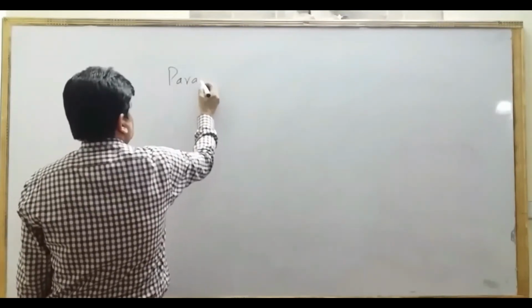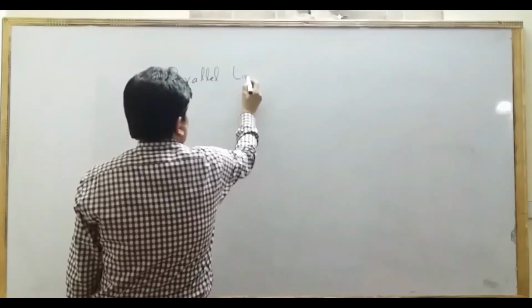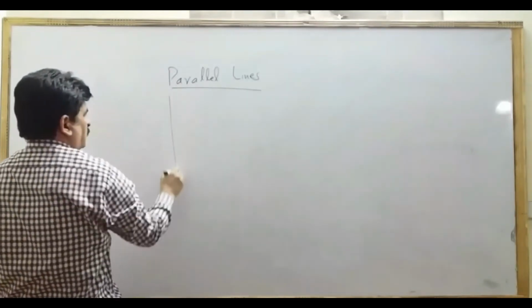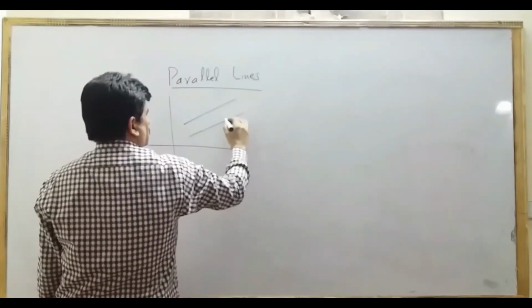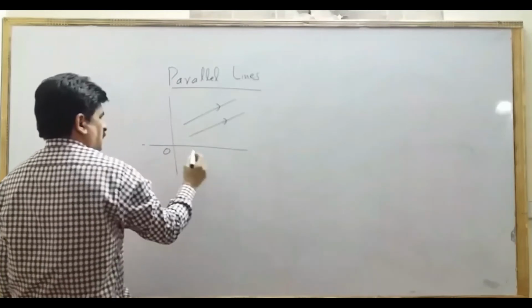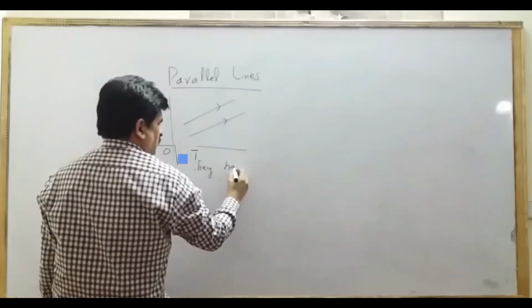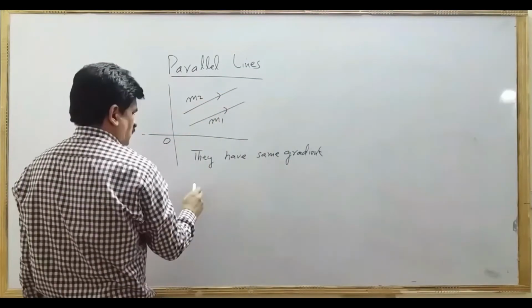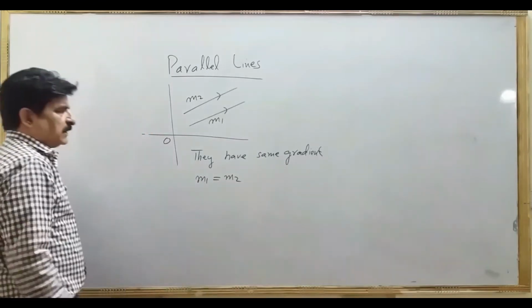Parallel lines. Now when two lines are parallel, they have the same gradient. Say it has gradient m1, it has m2. Then m1 is equal to m2.